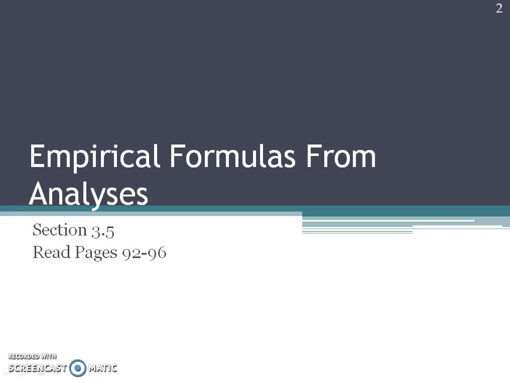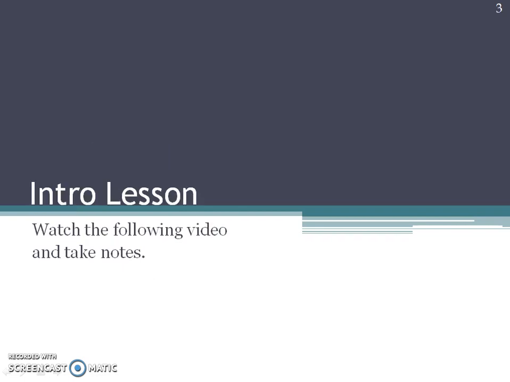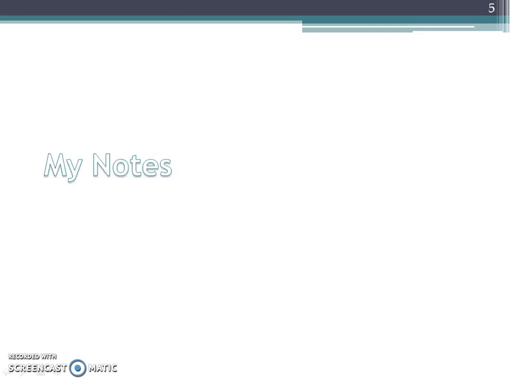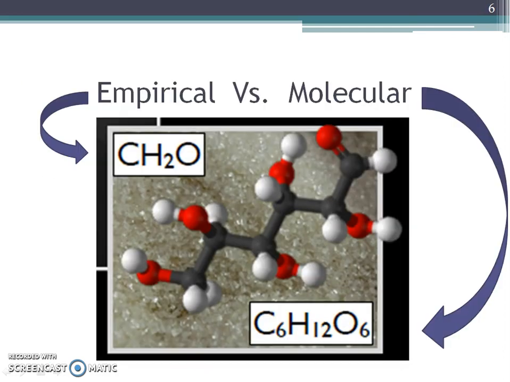This is Mrs. O'Neill for AP Chemistry, Chapter 3, Section 5, Empirical Formulas from Analysis. You should have watched the intro lesson on molecules and elements. These are my notes. So there's an empirical formula versus a molecular formula.